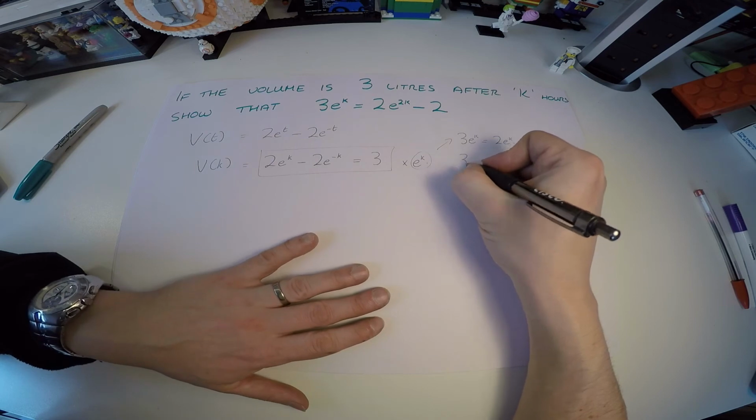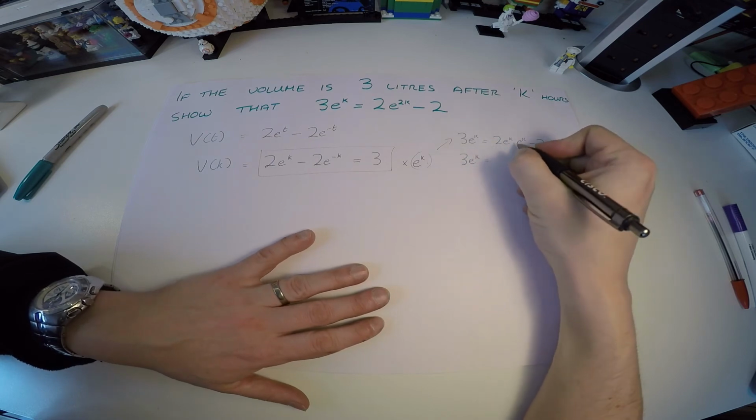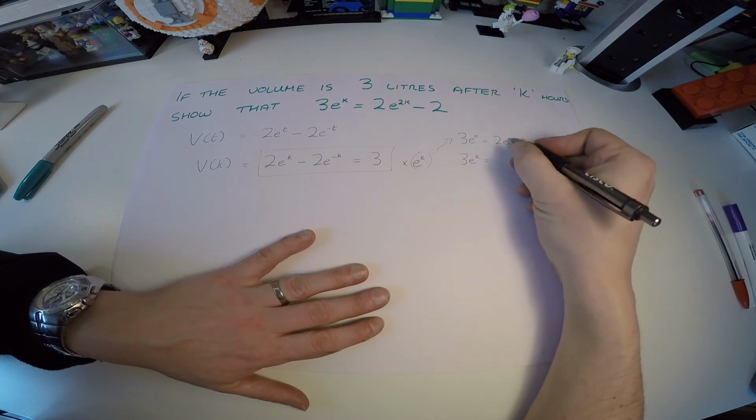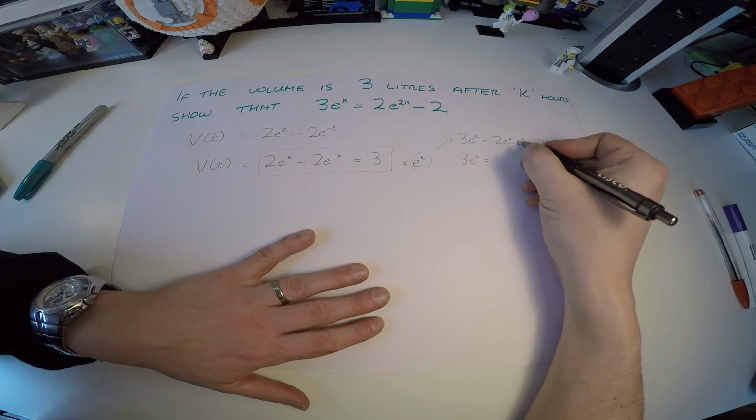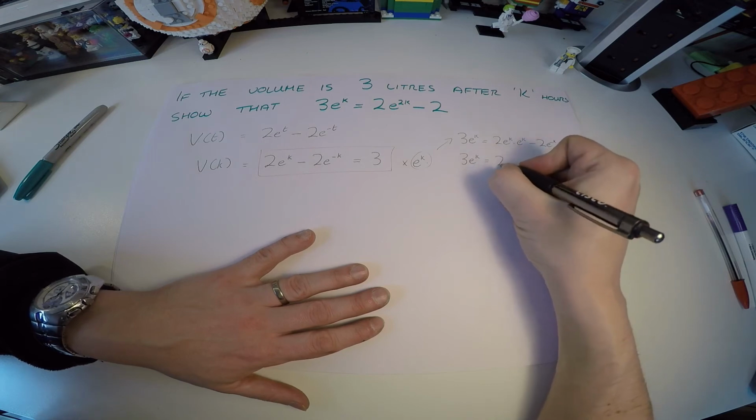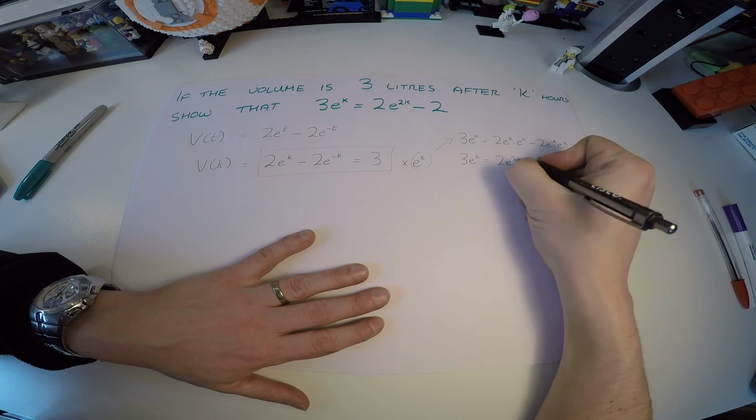I have my 3e to the k here on the left hand side. Now, e to the k times e to the k, what happens to these pairs? Are they multiplied or added? Well, they're added like this. So now I have 2e and I have 2 k's, so it's 2k.